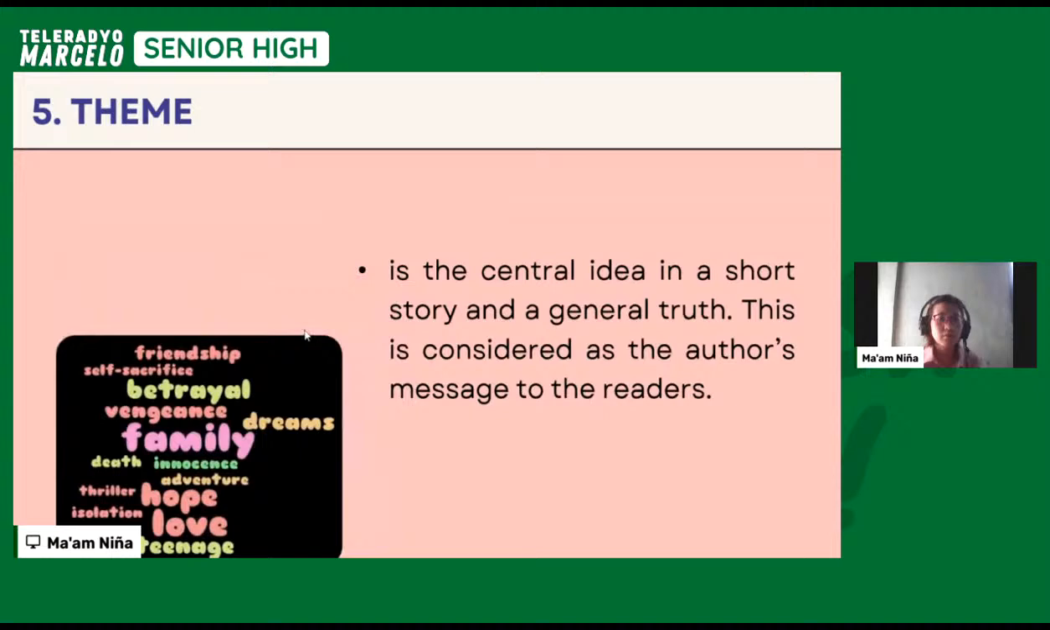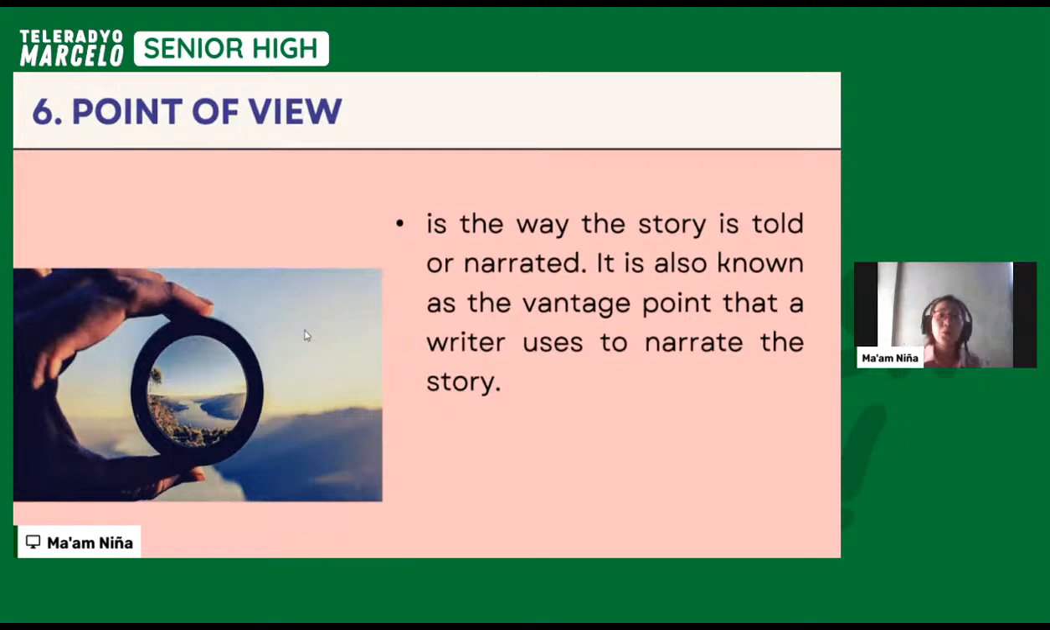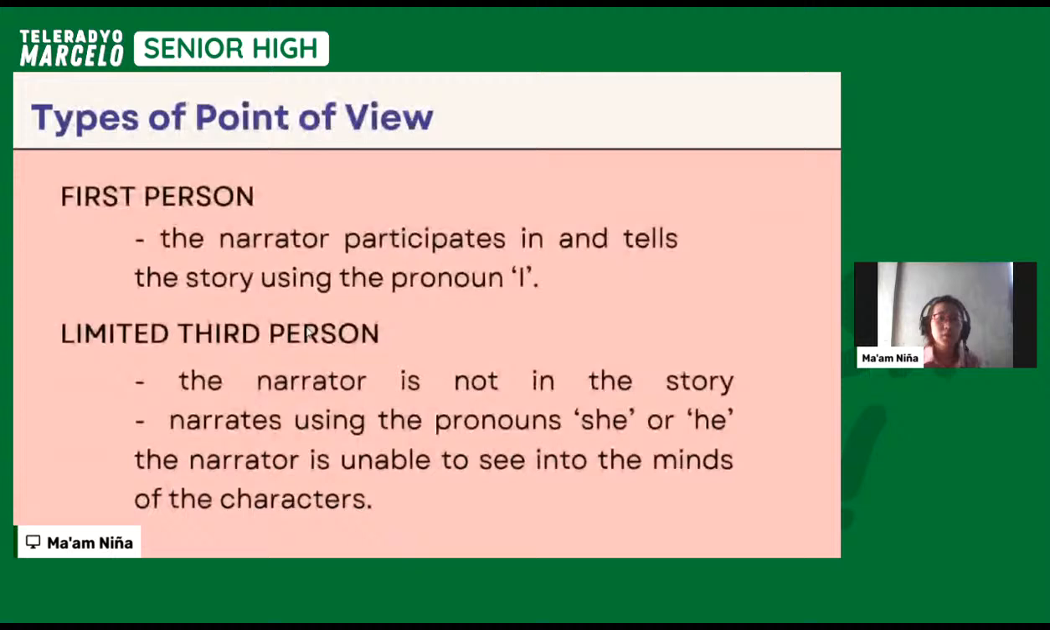So the last element, or the sixth one, is the point of view. It is the way the story is told or narrated. It is also known as the vantage point that a writer uses to narrate the story. Likewise, we also have different types of point of view. So we have the first person, wherein the narrator participates in and tells the story using the pronoun I. So we can assume that the narrator is also included in the story.